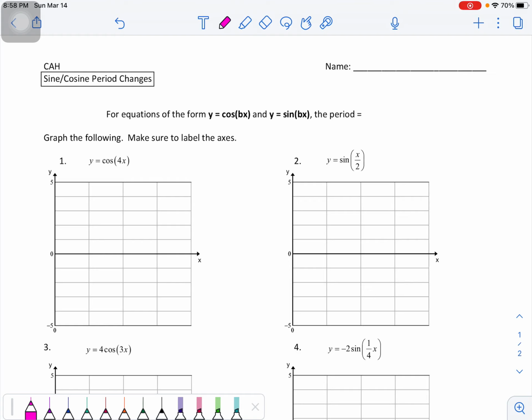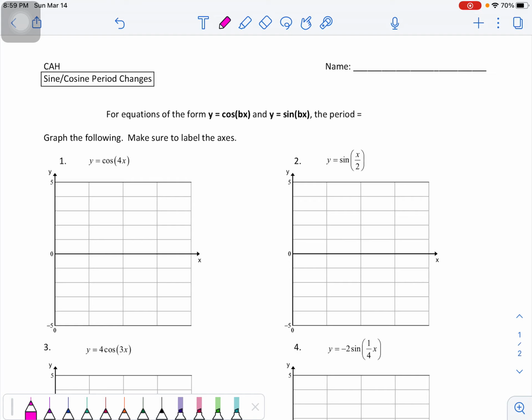The next thing we're going to talk about today in this video, and I'm also going to make a second video, I'm going to take this worksheet and split it in half. So I'm going to do the odd problems on this video and the even problems on the next one. We're going to change the period. So we're going to change the frequency with which the sine and cosine curves repeat.